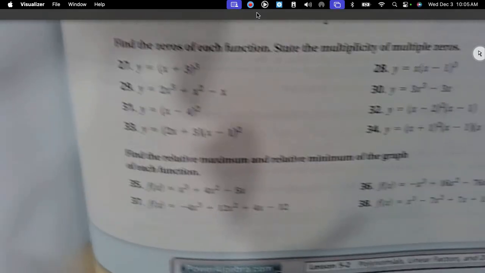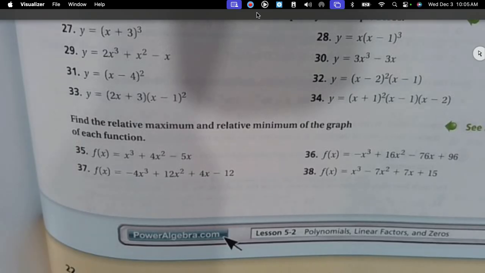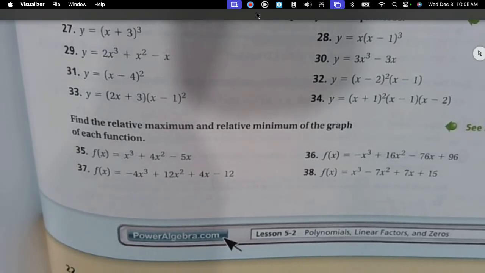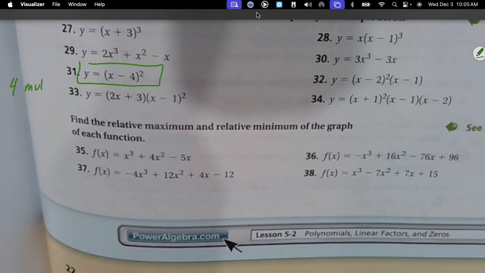For some reason, they have these worked out already, like number 31. Okay, they already have those factored. So number 31, what would be your 0? That's this one right here. 4. And how many are there? 2. Multiplicity of 2.